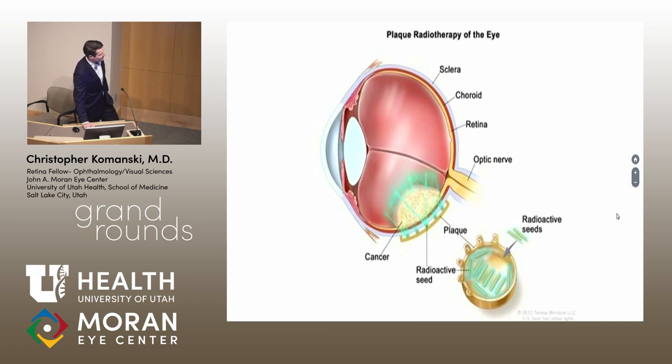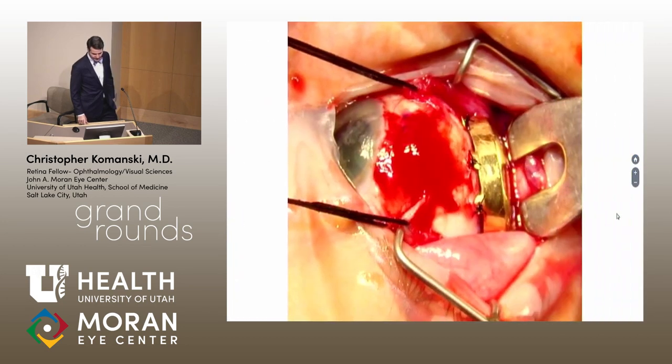A peritomy is made. These radioactive seeds are placed by radiation oncology in this metallic plate, which is then sutured to the sclera and left there for about 4 days, and then removed. And then the peritomy is repaired. So this is what it looks like when a plaque has been sewn onto the sclera.